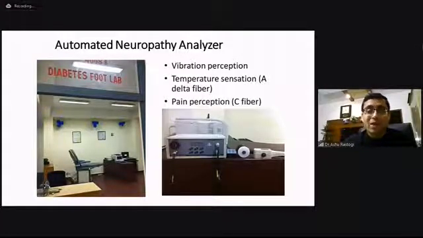If you have facilities, this is our foot lab where we have all automated neuropathy analyzers, which many of you might also possess. Within a minute, you can assess neuropathy. You can check for vibration, the temperature sensations which are carried by A delta fibers, and also pain perception, carried by C fibers.